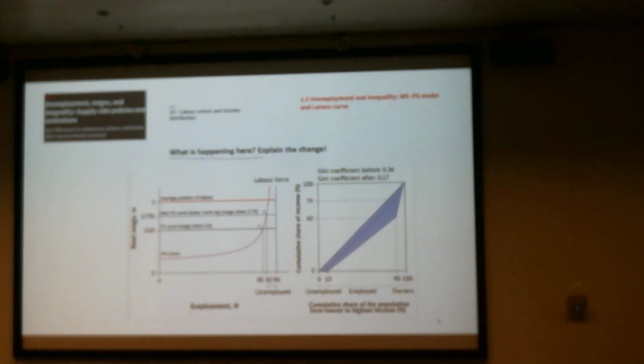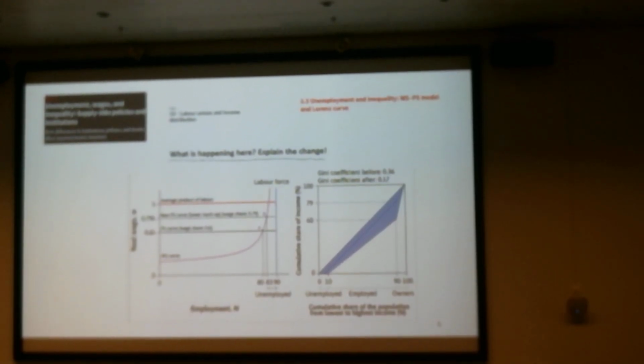So this is one example how you can use the model. We will have more examples, and the first one, it comes here. So what I've asked here, I asked a question for you then. What is happening here? Explain the change.